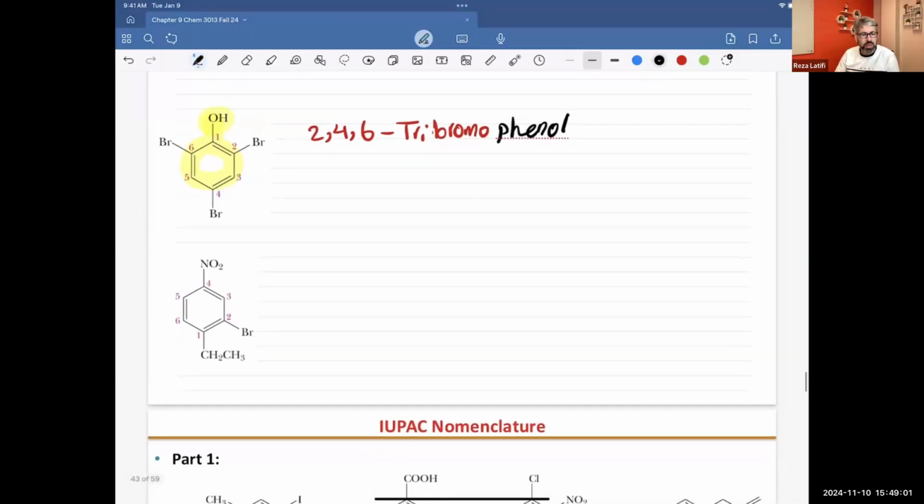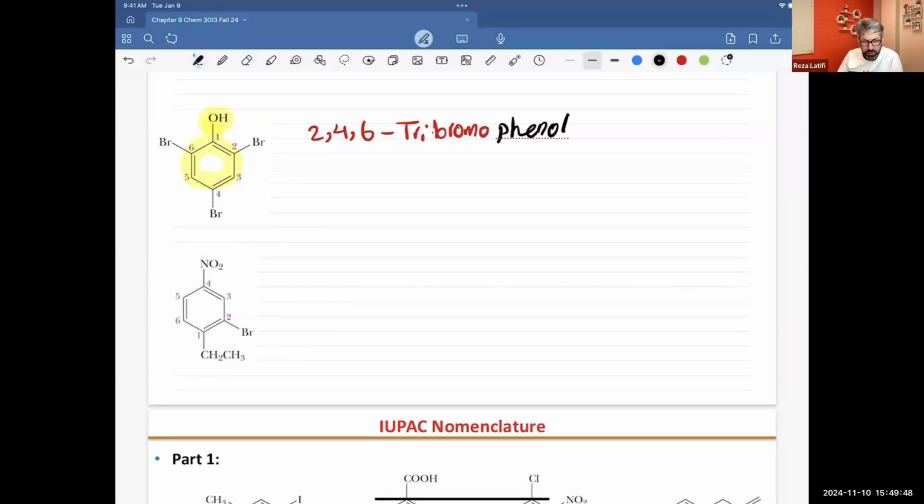Okay, last one. For the last one, we don't have any specific functional group or common name. So simply, let's give them the smallest possible numbers. I'm going to start with the ethyl. Why? Because I get 1, 2, and 4. If I start with nitro, I get 1, 3, and 4. If I start from bromo, I get 1, 2, and then, let's see, 1, 2, 3, 4, 5, so I get 5, not 4. So the correct way to label it is to start from the ethyl group.